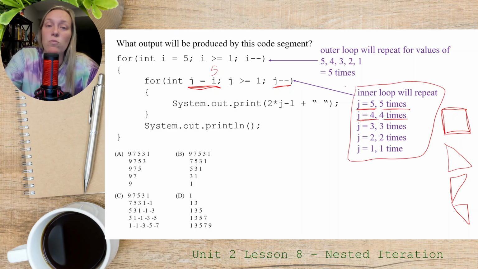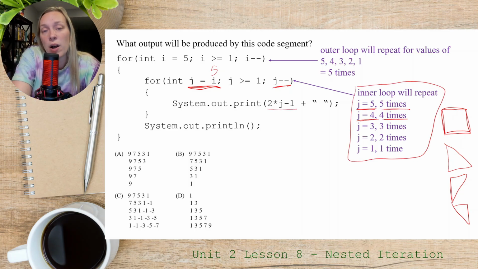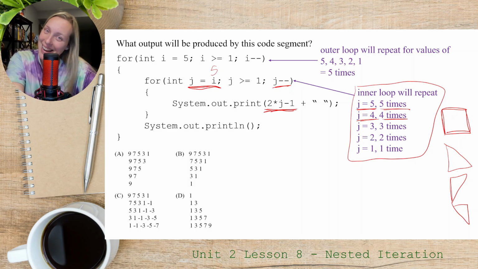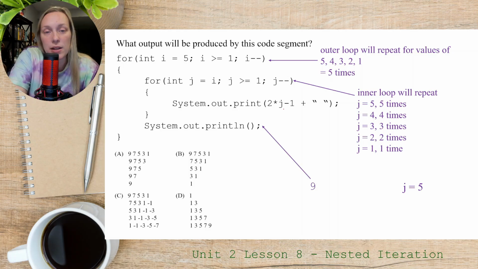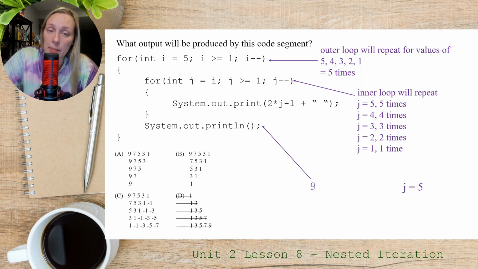And what's going to print? I have a little math expression followed by a space. So what's the math expression? When i is 5 and j is 5, what does that math expression print? 5 times 2 is 10, minus 1 is 9. So right out of the gate, I can eliminate D, because the very first number printed is going to be a 9.